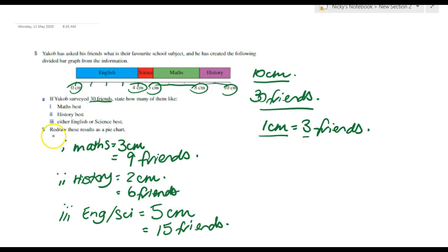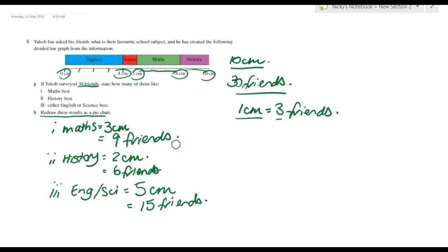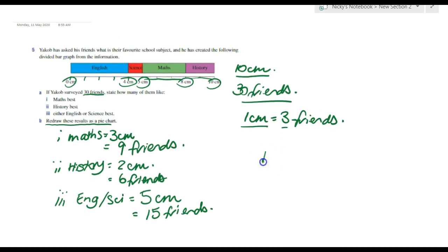Okay, now it says redraw these results as a pie chart. I'm not going to actually draw the pie chart for you, but I'm going to show you the working. So again we've got our pie chart working here. The first thing we need to do is to find the total, and you've got 2 choices really. I could represent it with the 10 centimetres, or I could represent it as a portion of the friends, as my fraction. Either would be fine.